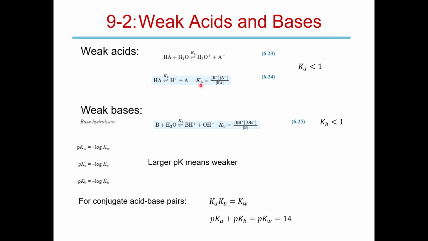We can write down the equilibrium constant that we call Ka, the acid dissociation constant. It's the concentration of H+ times the concentration of A-, which, you'll remember, is the conjugate base of this weak acid, and then we divide it by the HA concentration. So to be a weak acid, what happens? Well, you have to have a Ka less than 1.